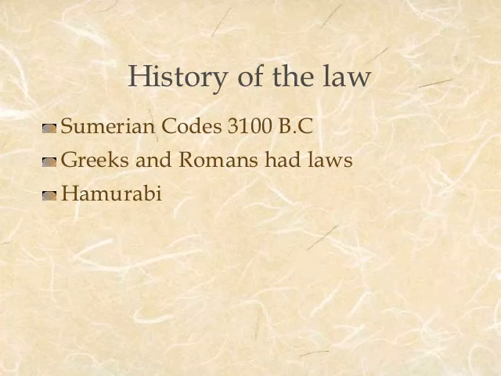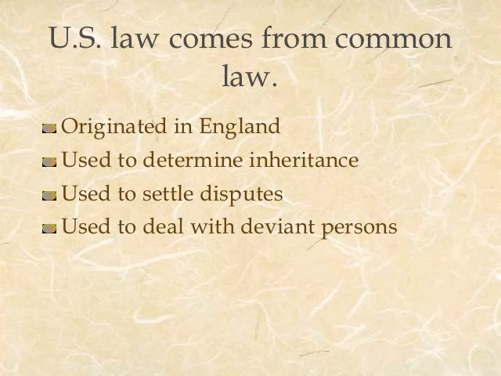The history of the law goes back to the Sumerian codes with King Hammurabi, the Greeks and Romans, and came up with things like an eye for an eye, a tooth for a tooth, multiple retribution. If you steal something, you have to pay back more than what you originally stole to make it even. Our law comes from common law, which originated in England and was used originally to determine inheritance. It was also used to settle disputes and deal with deviant persons.